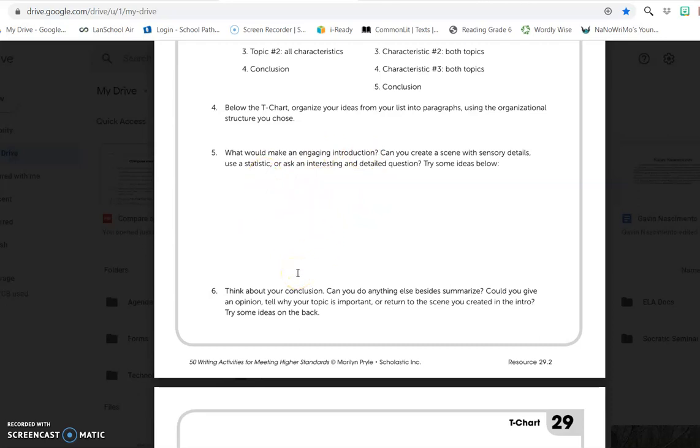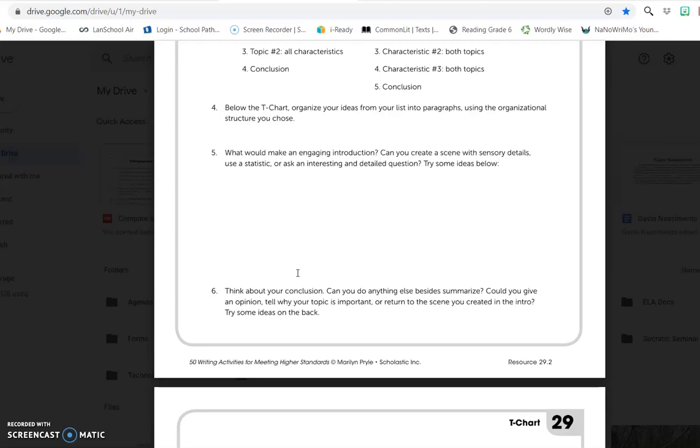And then step 6, think about your conclusion. Can you do anything else besides summarize? Can you give an opinion? Can you make it more of a persuasive piece, almost kind of like an argument and debate where you're making that closing argument? If you had to choose one activity to do for the rest of your life, you should choose this one because it's stronger, and going back to those reasons there.